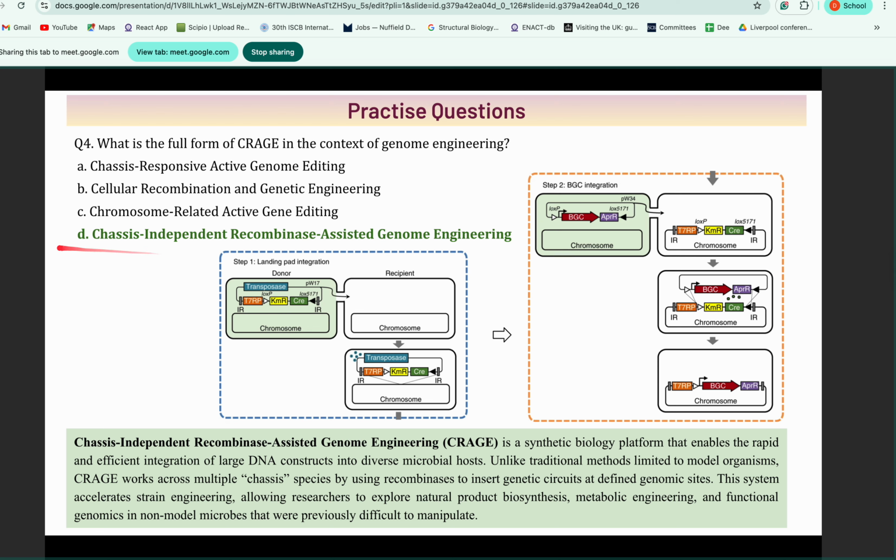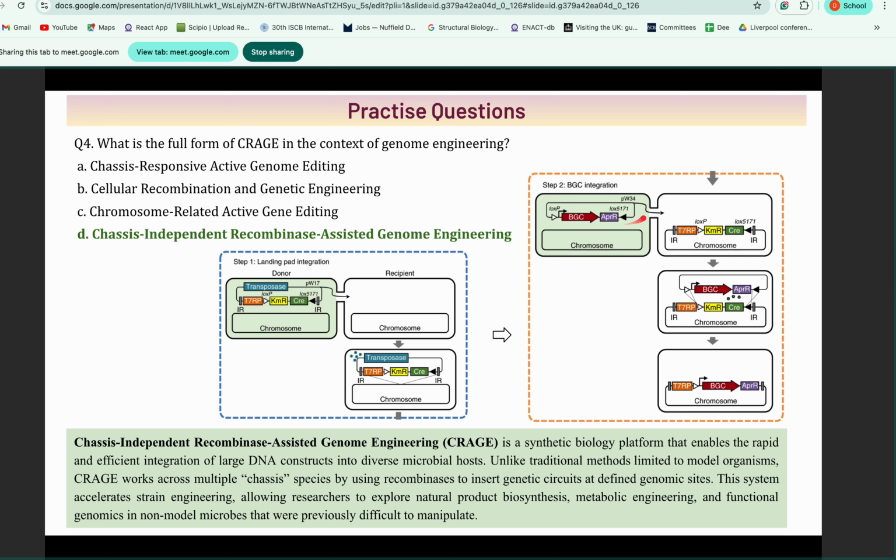What does chassis mean? It simply means the species. So it is independent of species. In this, we use recombinase assisted genome engineering, and we have the LOXP sites. It is based on recombinase work: there is a chromosome, and this is the donor, this is the recipient. As we send this particular element into the recipient, then with the help of these transposases and these LOXP sites, this particular element gets into the chromosomal DNA. As you can see here, this particular region gets integrated into the chromosome.